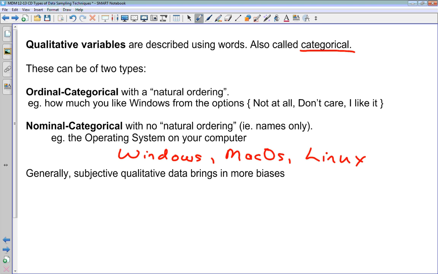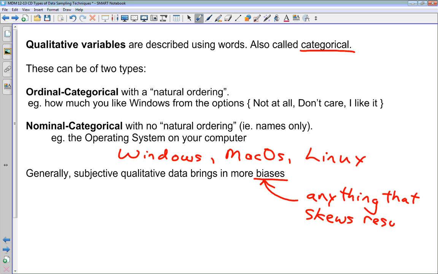So generally, when we are dealing with qualitative data, we tend to end up with more bias in our survey, as opposed to when we have things that can be measured numerically. Now, what is bias? Bias is something that we're going to be talking about a lot in the next couple of lessons, but basically it is anything that, we'll say, skews your results. So we want to avoid bias in our data collection or in our surveys whenever we can.